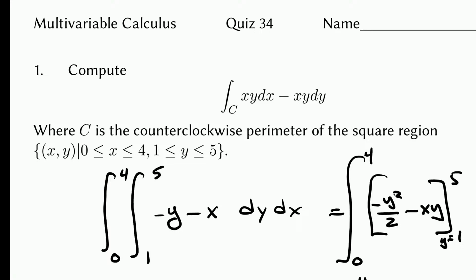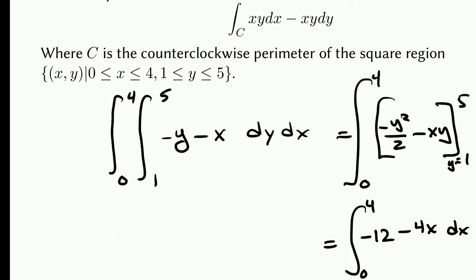So far, so good? Okay, now let's go ahead and plug in the numbers. And now here's where things get a little shaky because I did the calculations in my head. So when you plug in 5, you get negative 25 halves. And when you plug in 1, you get negative 1 half. And I subtracted those in my head and got negative 24 halves, which is 12.